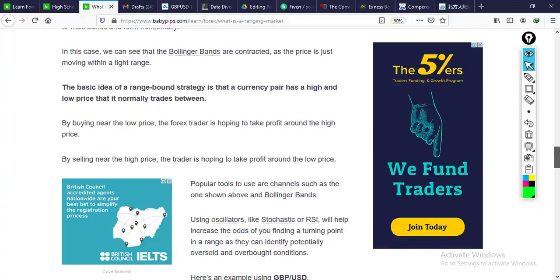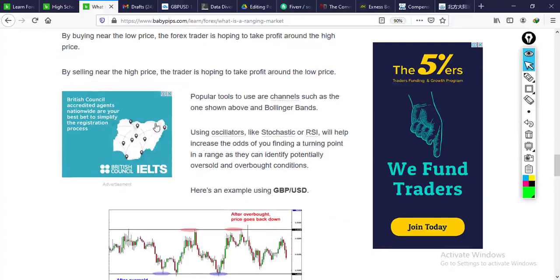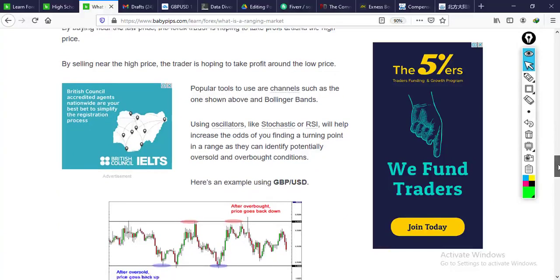Now, to be profitable in trading a range bound market, you have to try to sell near the high or buy near the low. And the popular tools to use are channels, such as the ones shown above, the Bollinger Bands. Then using oscillators like stochastic and RSI increases your odds of finding a good entry. And try to identify the potentially oversold and overbought regions.